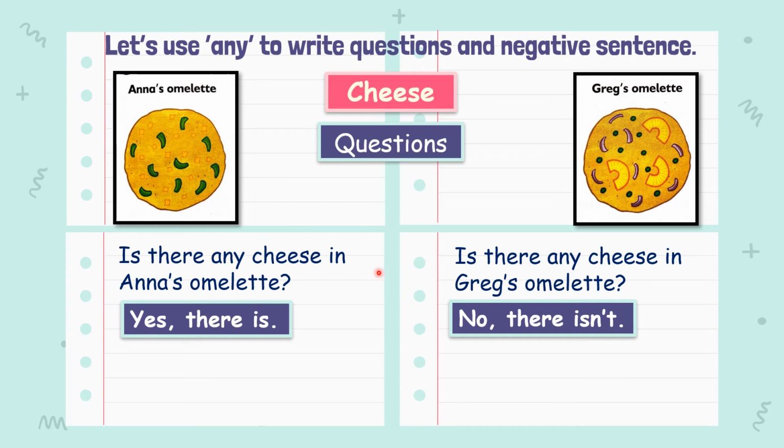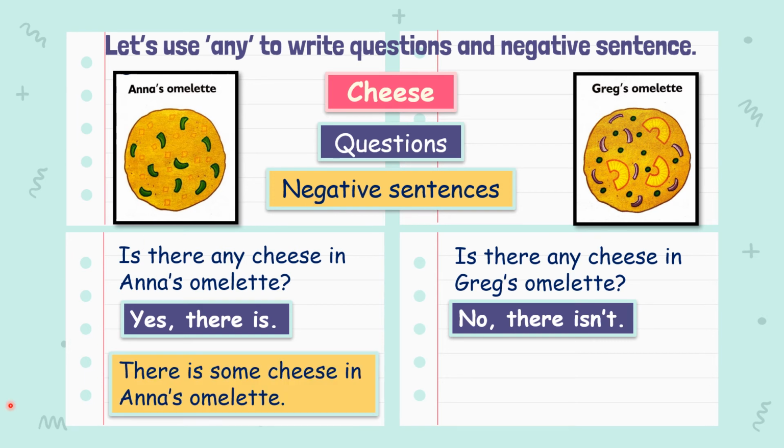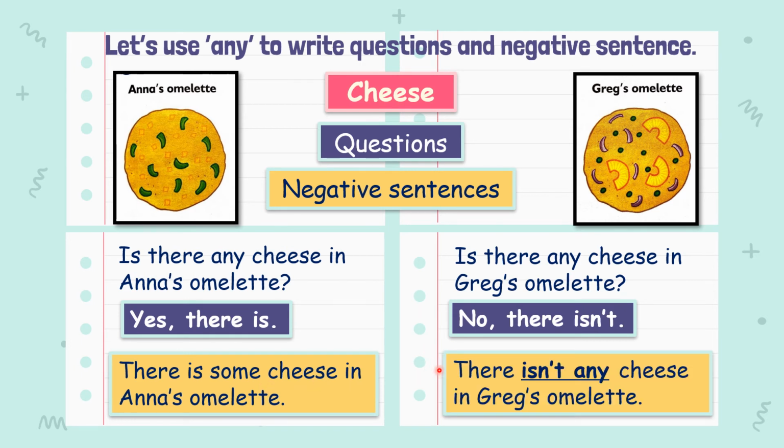So how do you use any to write a negative sentence? Given example here, there is some cheese in Anna's omelette. The word some means there are. You can watch the previous video to understand better. Now, there isn't any cheese in Greg's omelette. Isn't any here means no cheese at all.